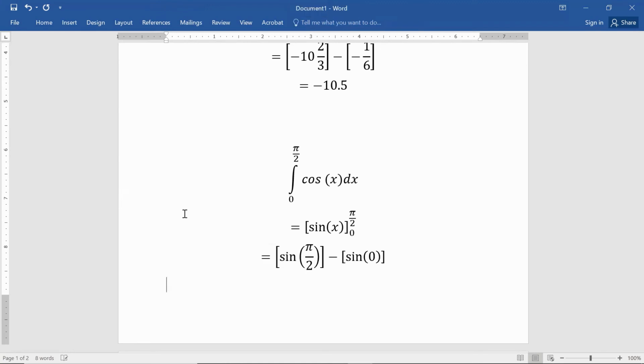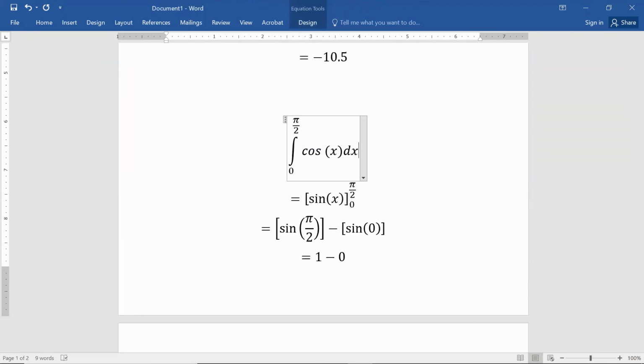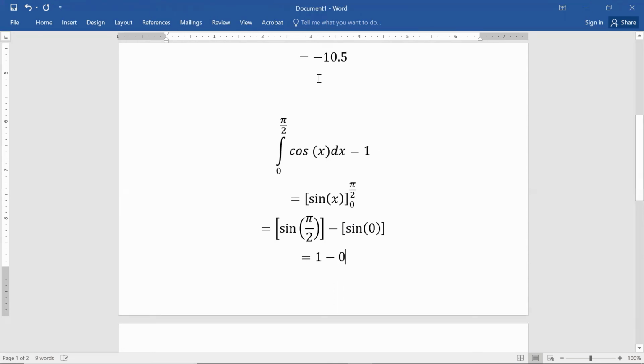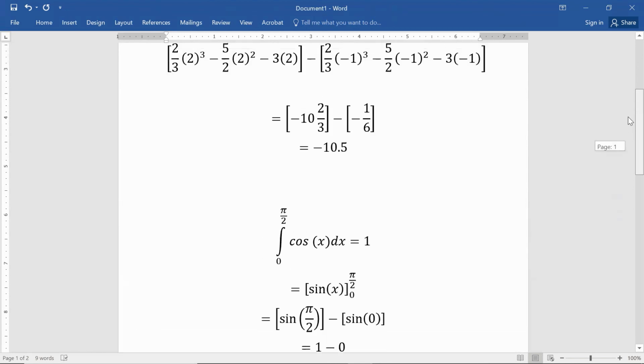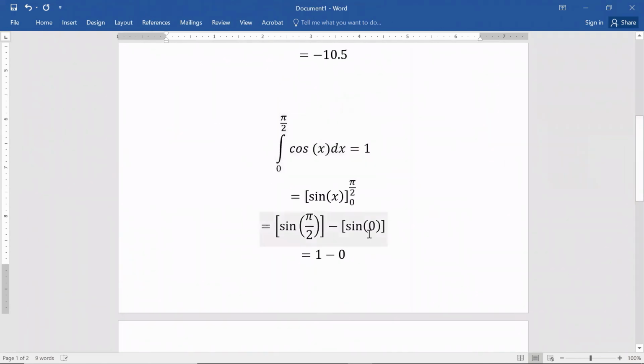If you plug in pi over 2, sine of pi over 2 is 1. So I got 1 minus sine of 0, which is 0. And therefore, this definite integral just has 1 as the answer. In other words, this definite integral is equal to 1. The signed area underneath the curve from 0 to pi over 2 is 1 unit. So there you go on these two problems.